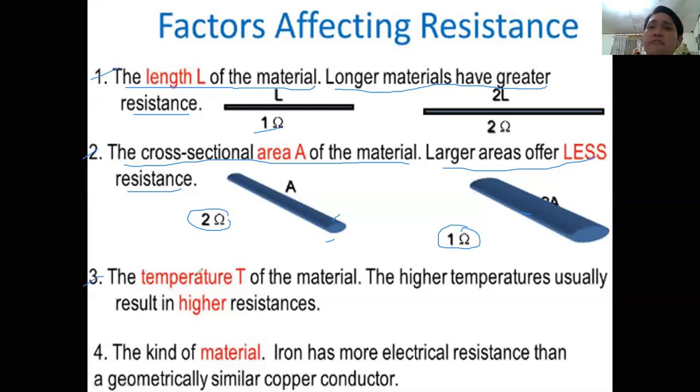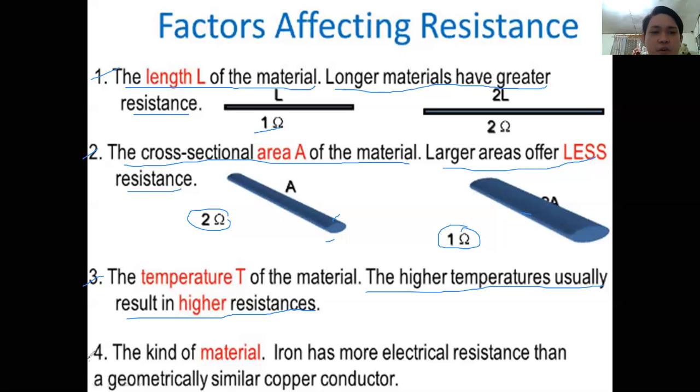Another thing that will affect the resistance is the temperature of the material. The higher temperatures usually result in higher resistance. So please do not forget that one. You can relate that especially when you are charging: the temperature will increase. That means there is something like a result of higher resistance.